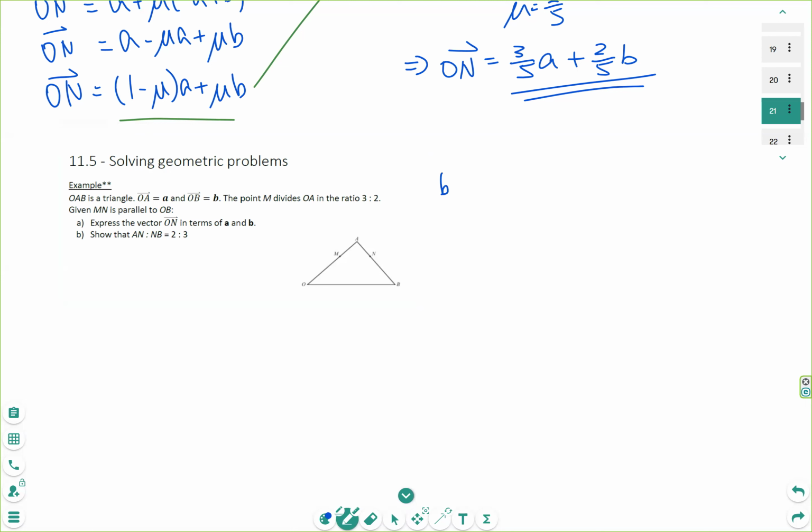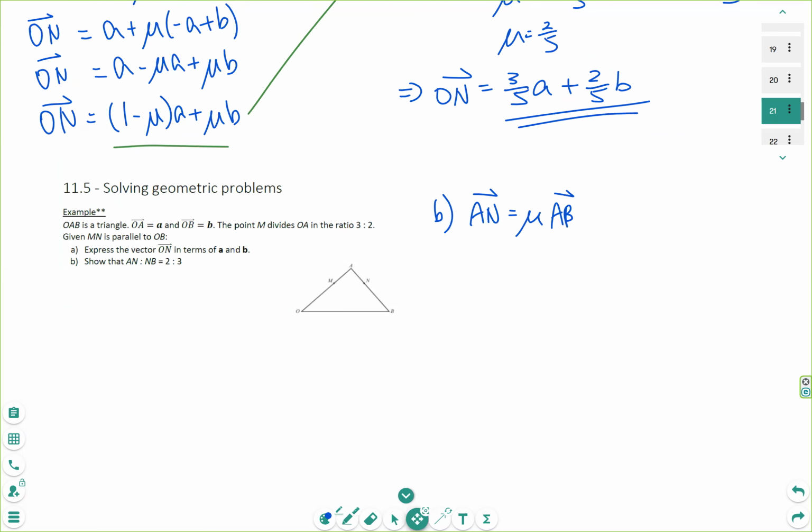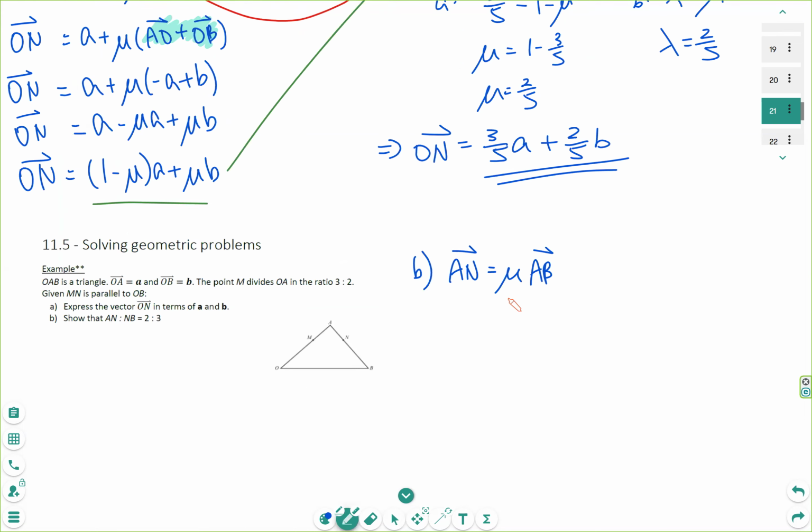So what do we know about it? In part B, we know AN is mu of AB, from part A. And we know mu is 2/5. So we know AN equals 2/5 of AB because of the value of mu from there. If AN is 2/5 of AB, now think about this. That means the whole length is broken into 5 parts, and AN is 2 parts of it.